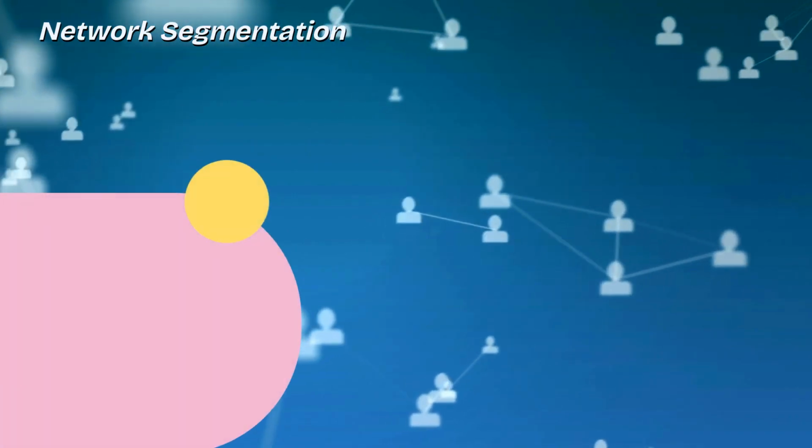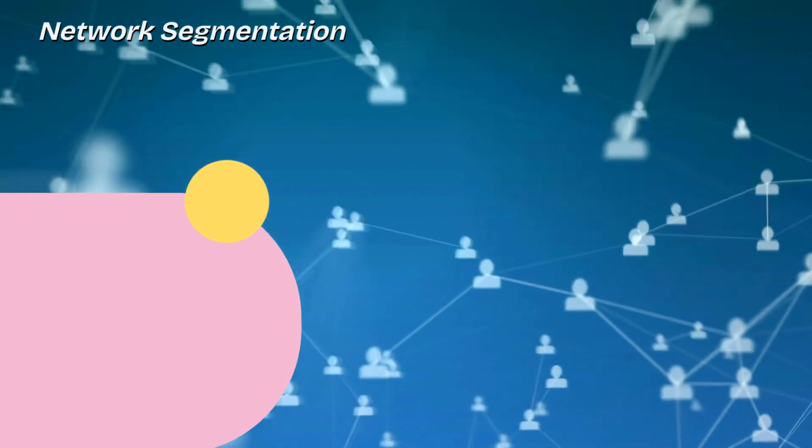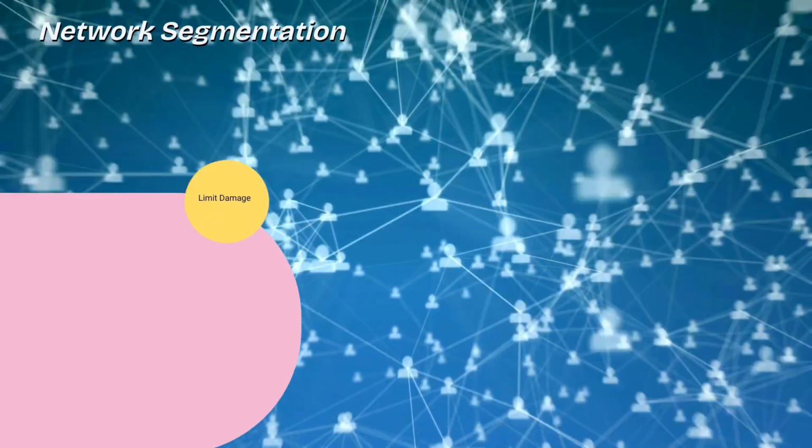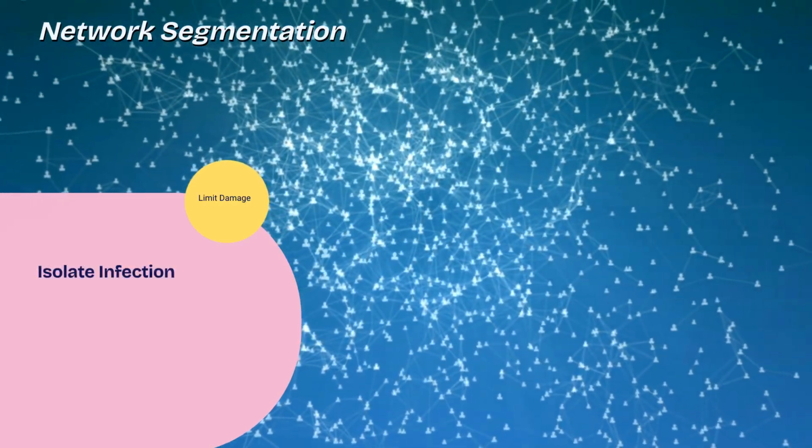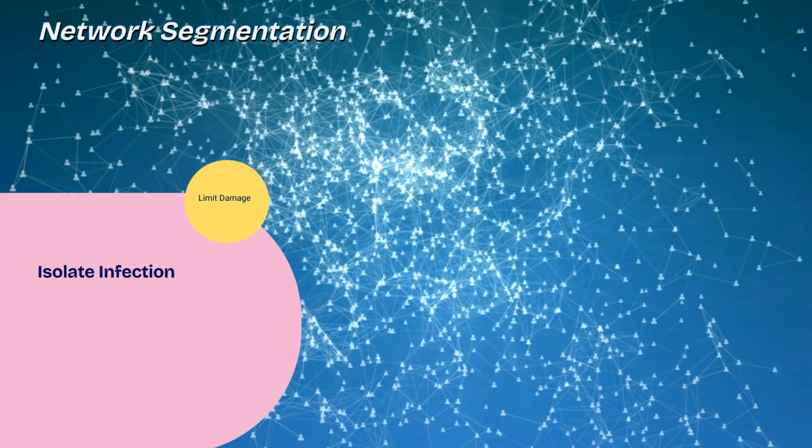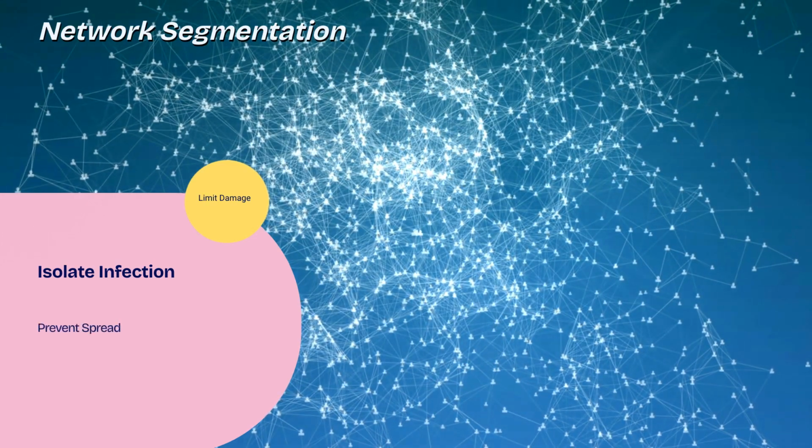This event underscores why segmentation is vital. It's not about if you'll get attacked, but when and how you can limit the damage. In the case of NotPetya, companies with segmented networks could isolate the infection to one area, perhaps one department or server, preventing the worm from spreading further.